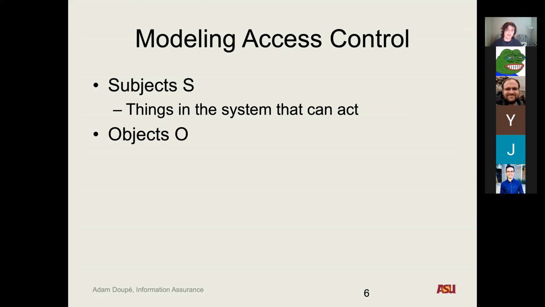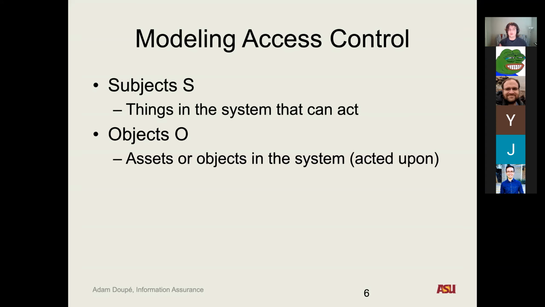And then we have a set that represents all of the objects in our system. This is the set O that represents all of the assets or objects in our systems that can be acted upon. So can something be both in S and O? Can something be both a subject and an object? What's an example of that?